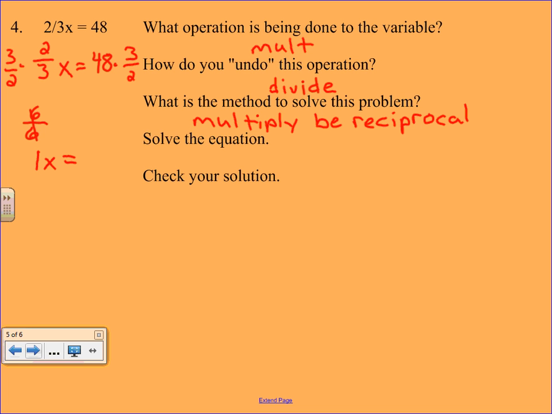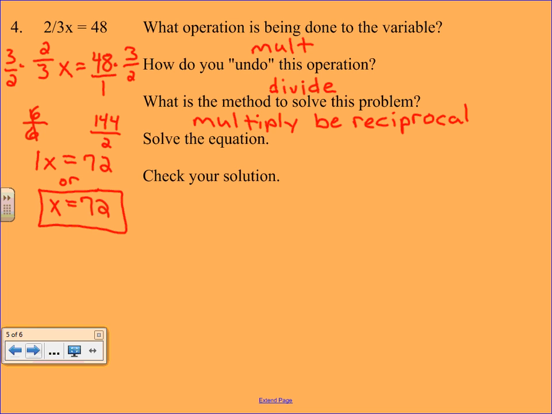On the right-hand side, if you've forgotten how to multiply by fractions, throw a 1 underneath the 48 and then just go straight across. And you can type this all into your calculator. You can do it by hand. Just do 48 times 3. You get 144. Divide that by 2. You end up with 72. You don't necessarily need the 1 in front of the x because that does just mean x.